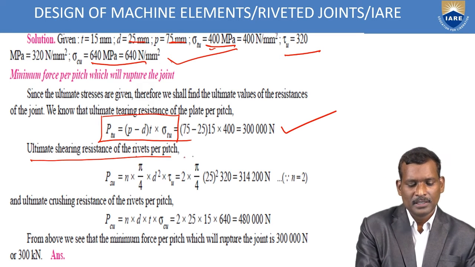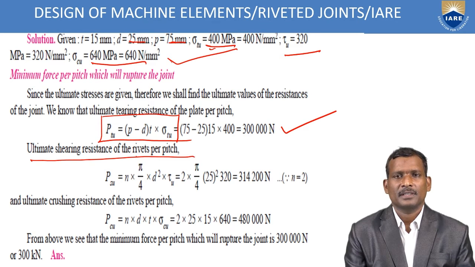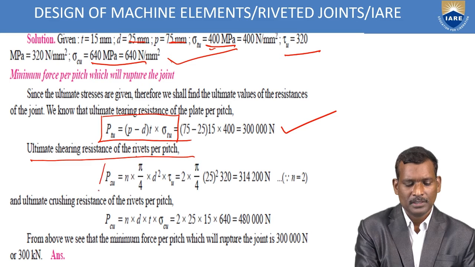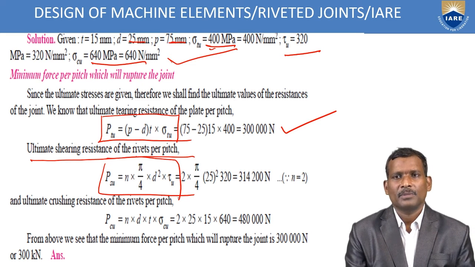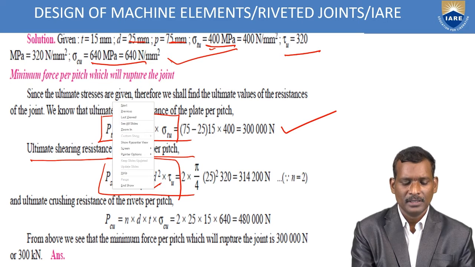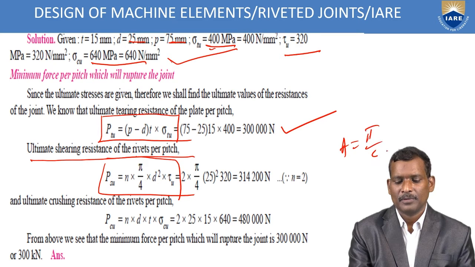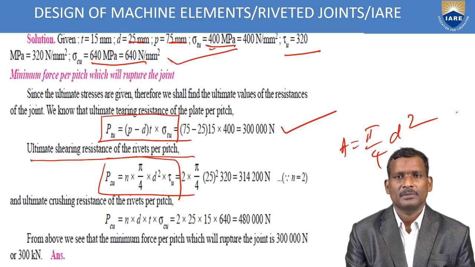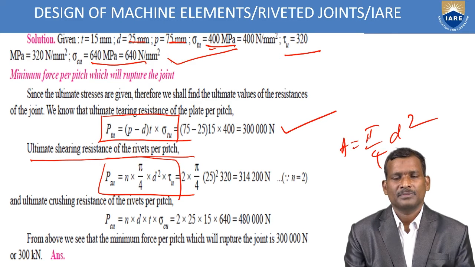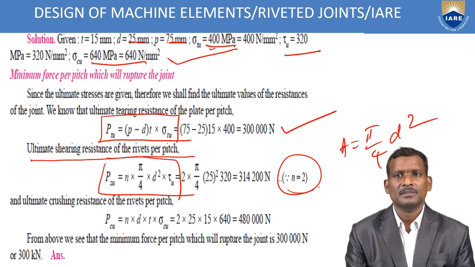Similarly, the ultimate shearing resistance of the rivets per pitch. Calculate by using this relation: multiply 5 by 4 into d square into ultimate shear. So the area of the rivet multiplied with shear. The area of the rivet is equal to 5 by 4 into d square. Why? Because it is a circular cross section, a rounded bar. So d is the diameter of the rivet. Here n is the number of rivets. The given joint is a double riveted lap joint, so that's why the number of rivets is 2. So multiply with 2, you will get the ultimate shearing resistance.